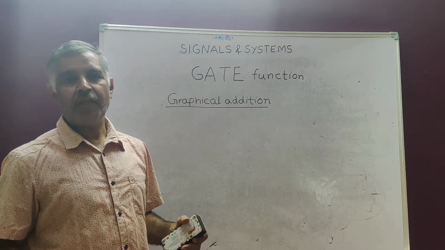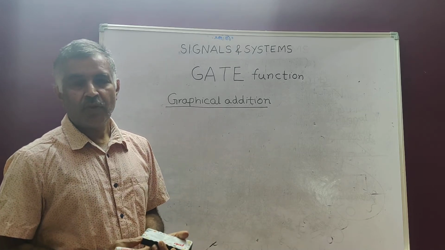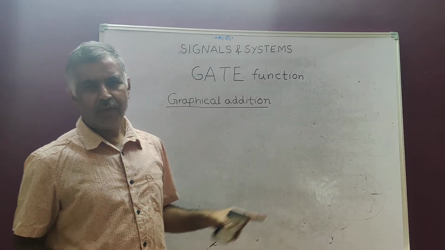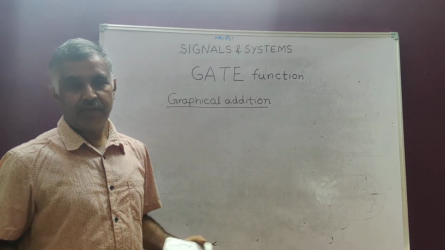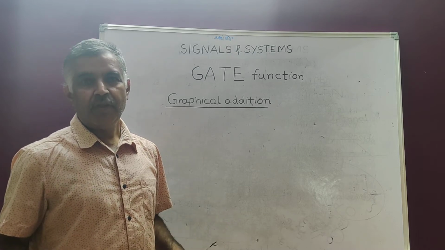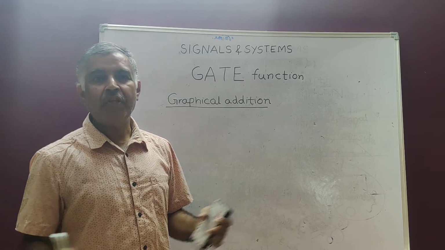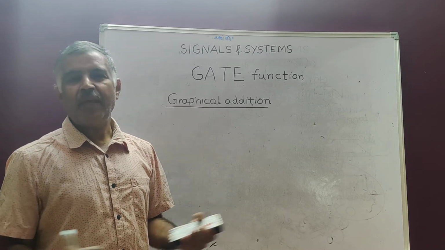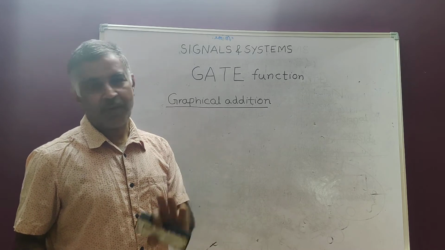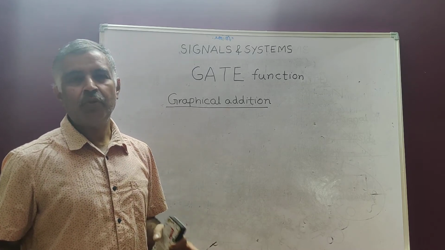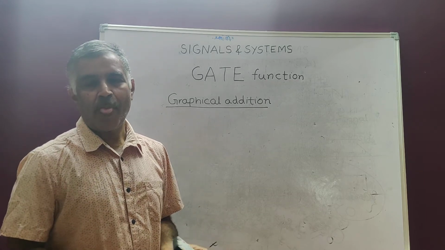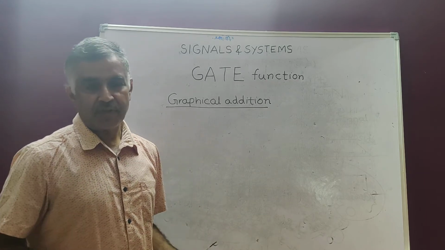Before constructing a gate function, you are supposed to know a concept known as graphical addition, and how to graphically add waveforms. You know how to numerically add numbers; it is very similar to that. So graphs can be added. I will take only step functions and shifted step functions and ask you to graphically add them, because this concept is very useful in constructing the gate function.